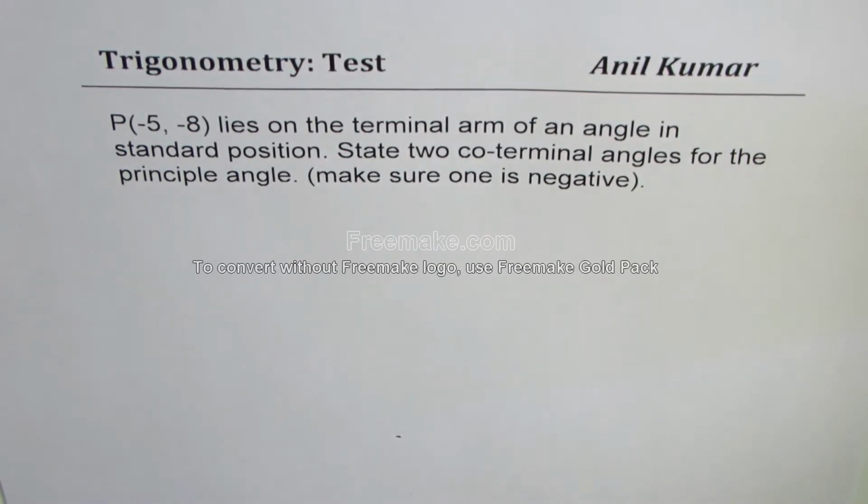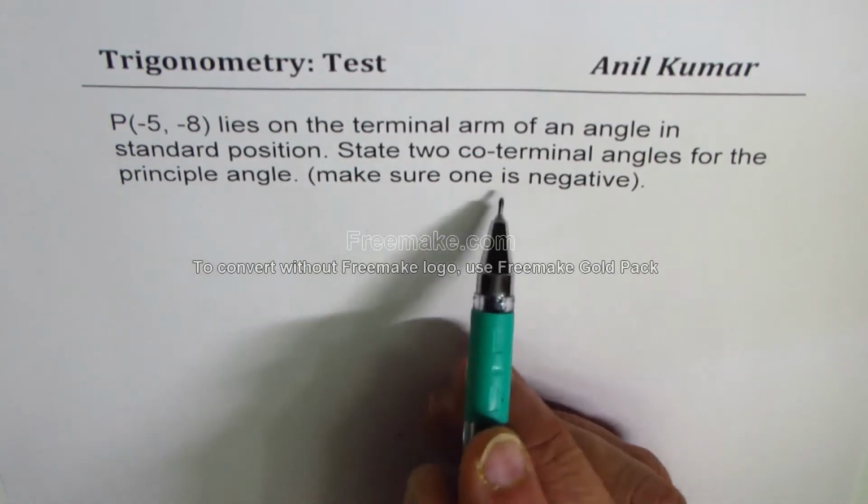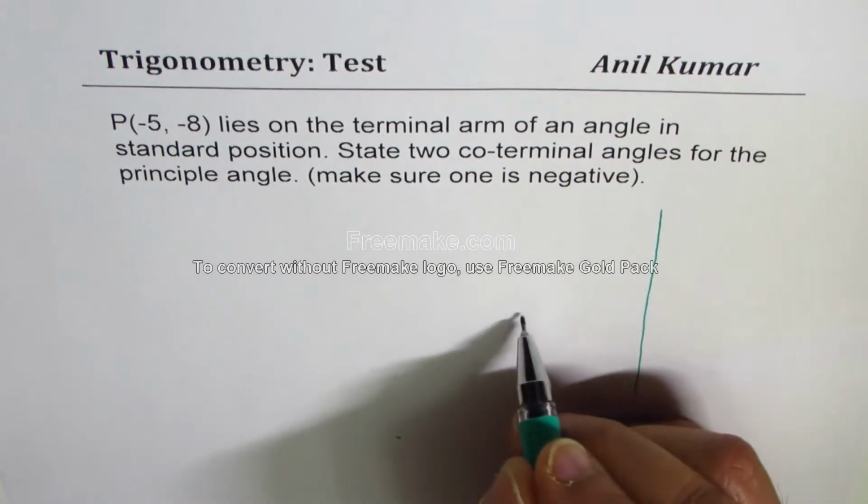The question here is: P(-5, -8) lies on the terminal arm of an angle in standard position. State two coterminal angles for the principal angle. Make sure one is negative, right? So let us see what is given to us.